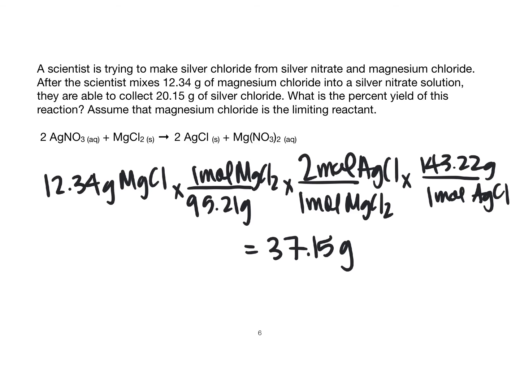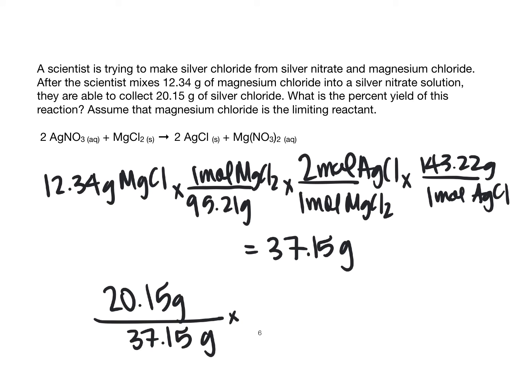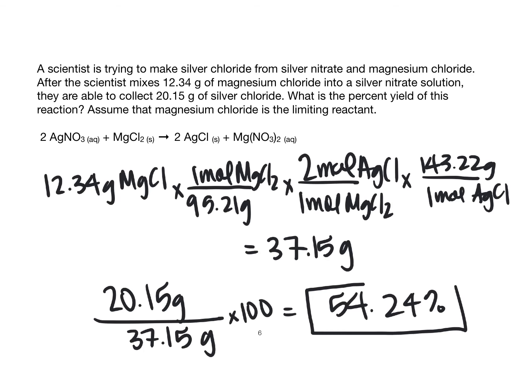So if this is our theoretical yield, we're looking for the percent yield. So the percent yield is 20.15 grams, which is what we actually collected, divided by the 37.15 grams. We're going to multiply that by 100 and get 54.24% yield. So limiting reactants are the reagent that is consumed first. We can then calculate how much we should have gotten, what our yield is, and everything else.